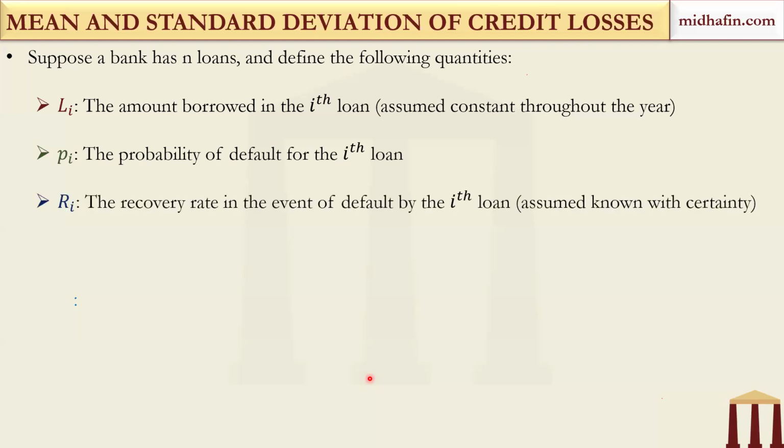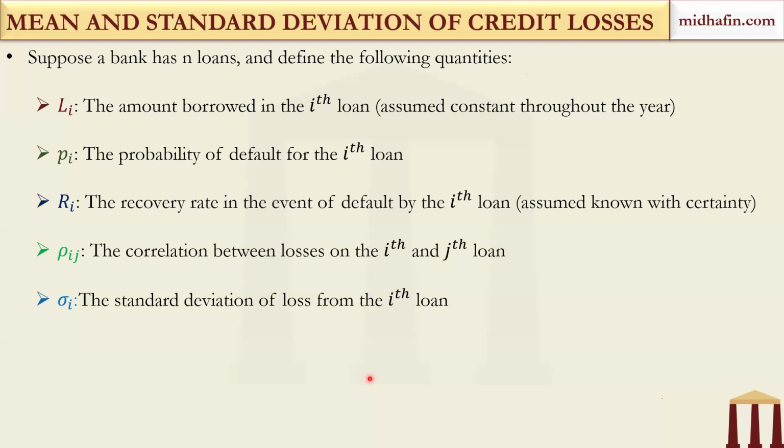Ri is the recovery rate in the event of default by the ith loan. Rho ij is the correlation between losses on the ith and jth loan. Sigma I is the standard deviation of losses from the ith loan, and sigma P is the standard deviation of the loss from the portfolio.